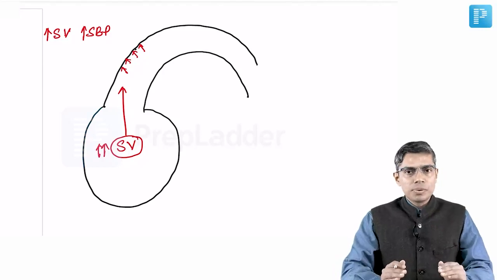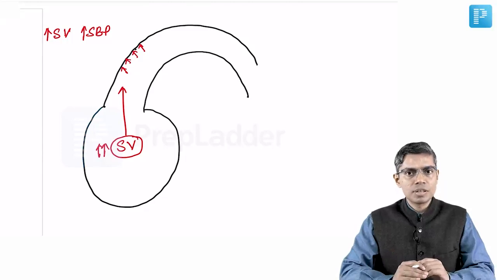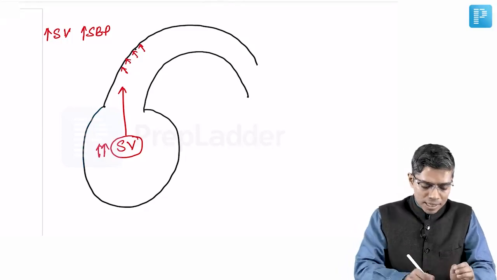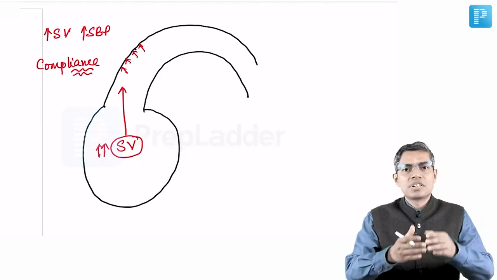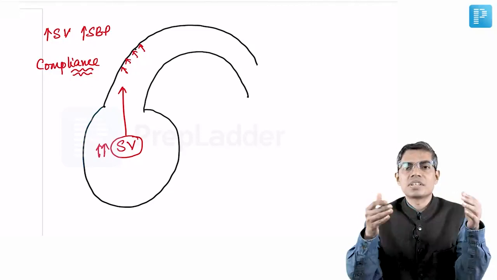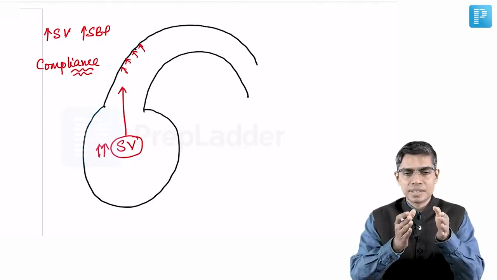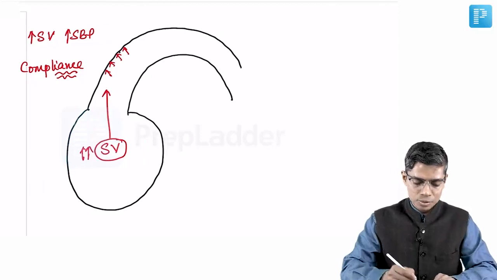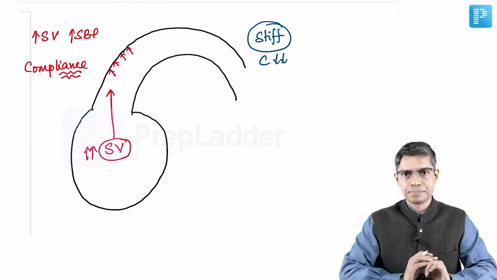Now, all of you know the second part, that is the compliance of aorta, and how it is related to the systolic blood pressure. The word compliance means nothing but stretchability of the vessels. So if the aorta is stiff or hard, that means low compliance. Getting my point? So if the aorta is becoming stiffer, that means the compliance of this aorta is lesser.